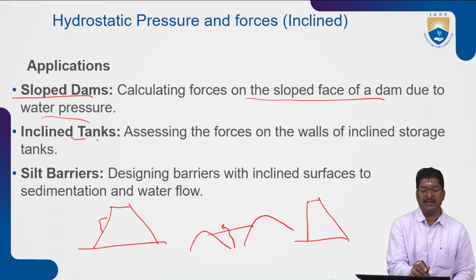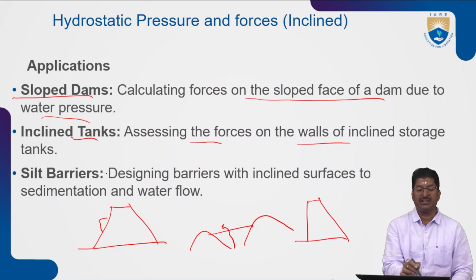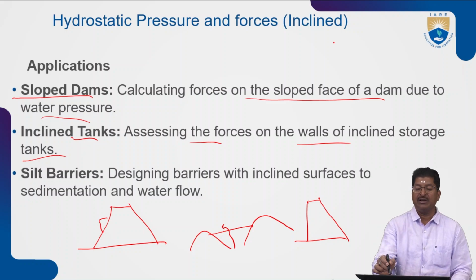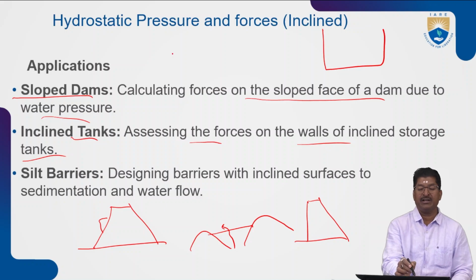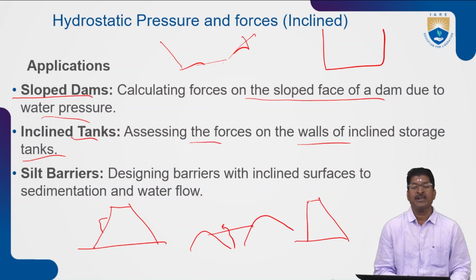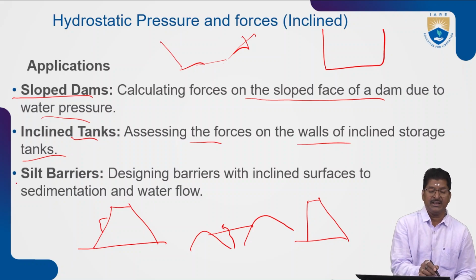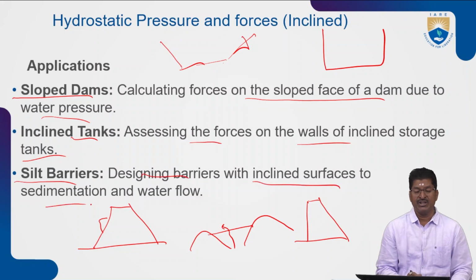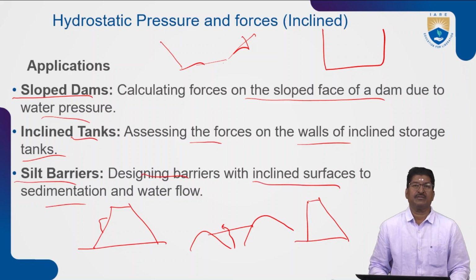Inclined tanks are also there, assessing the forces on the walls of inclined storage tanks. Normally tanks are vertical rectangular tanks or inclined tanks. A tank can be like this also. If the surface of the tank is inclined, that is, inclined walls of the tank, then you have to calculate how much force acts on that inclined wall of the tank. Then silt barriers: designing barriers with inclined surfaces can manage sedimentation and water flow here.